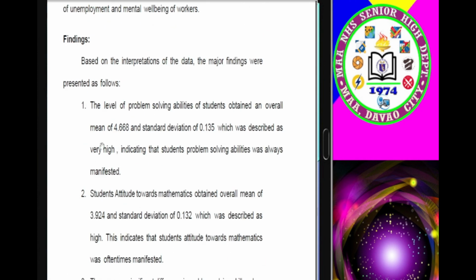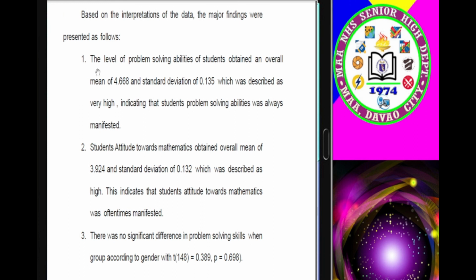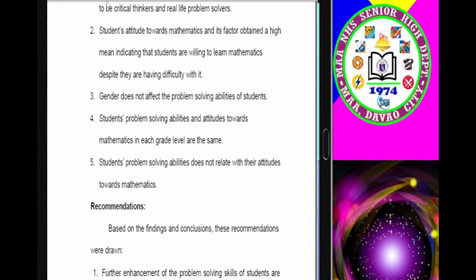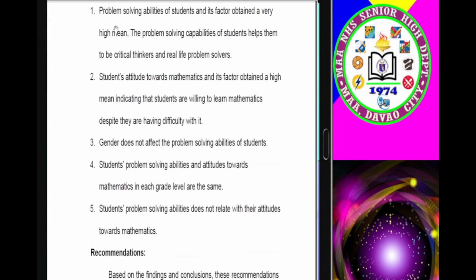So you base it on your findings. Again, if you have 5 findings, you will also have 5 conclusions. The order is very important here. Your conclusion 1 will answer your finding number 1, conclusion 2 will answer your finding number 2, and so on. I hope you get the process in making conclusions.